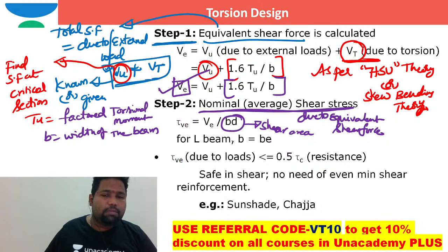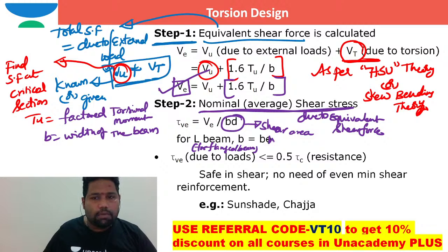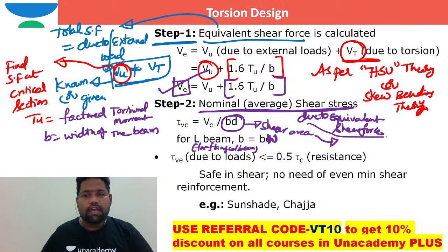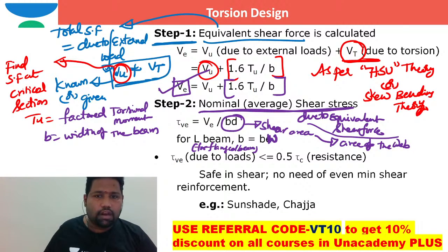If it is an L beam or for flanged beams, this B is nothing but the breadth of the web, because I mentioned it is shear area. Shear area is generally the area of the web. Generally, we can write in that way, isn't it?